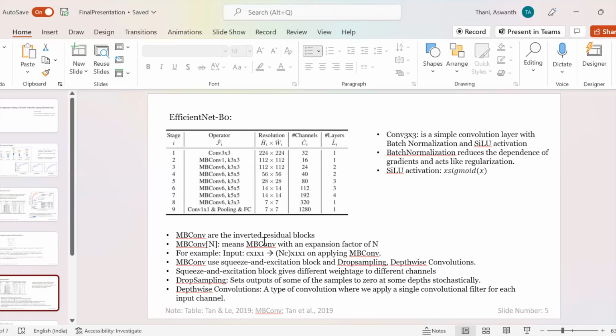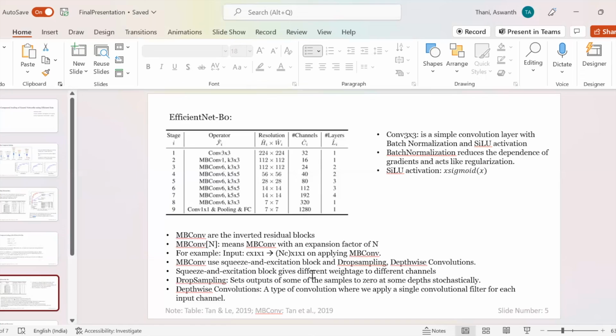And MBConvs are the inverted residual blocks. Here, MBConv N means the expansion factor. For example, if we take an input of C channels, we get an output of N times C channels. And MBConvs also use squeeze and excitation blocks, drop sampling, and depth-wise convolutions. The squeeze and excitation block gives different weightages to different channels.